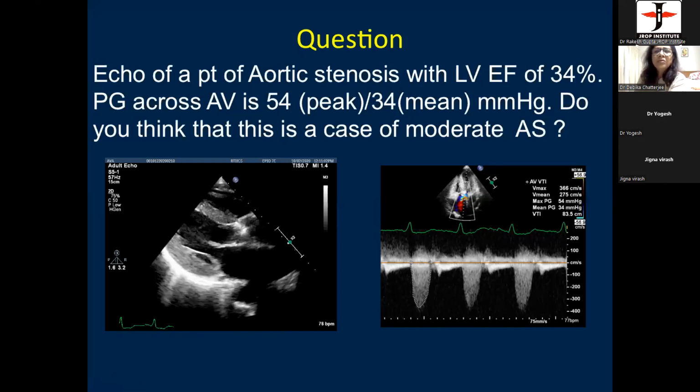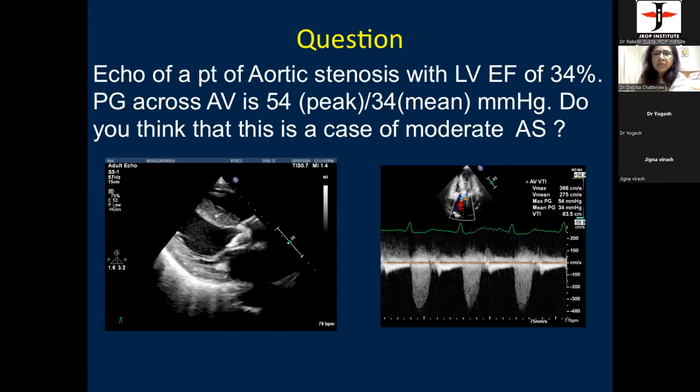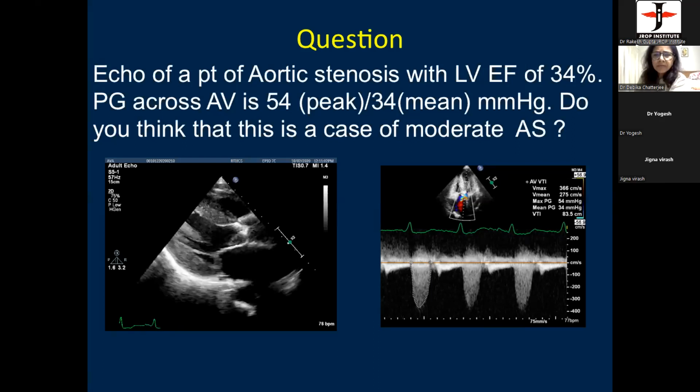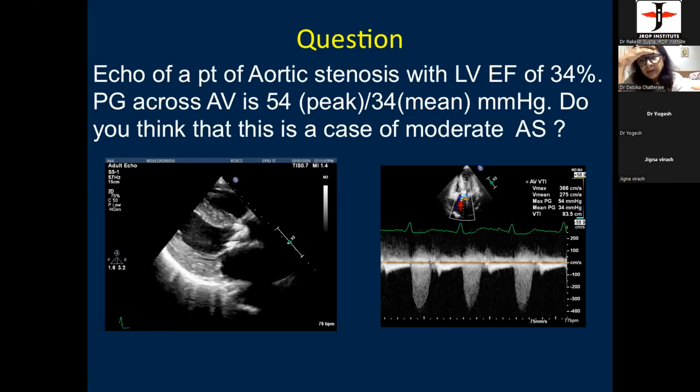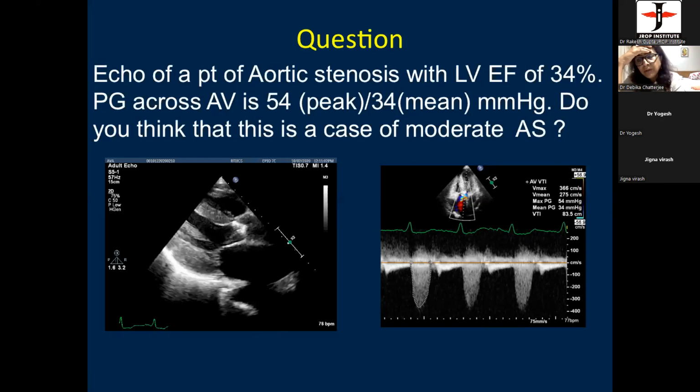It indicates moderate AS, but ma'am, this is a case of severe aortic stenosis, as the ejection fraction is also very, very low. So which method are you going to use to comment on the severity of aortic stenosis? Low flow, low gradient. Okay, fine. Low flow, low gradient, you said.